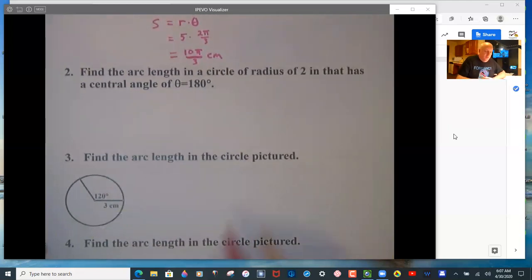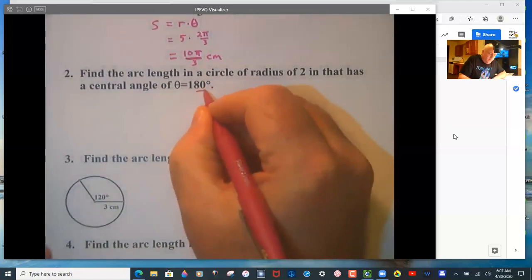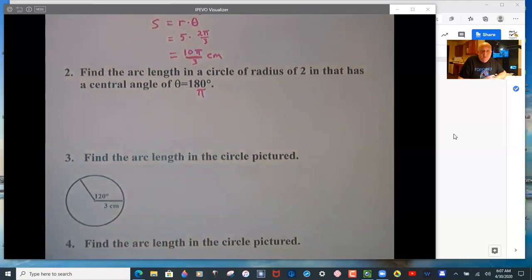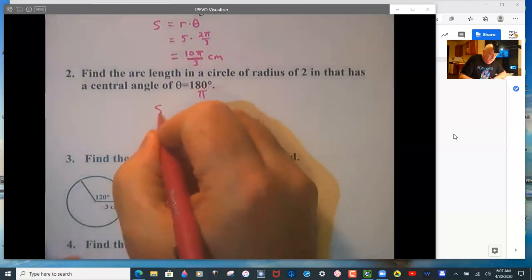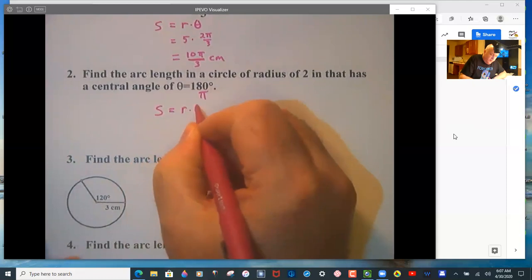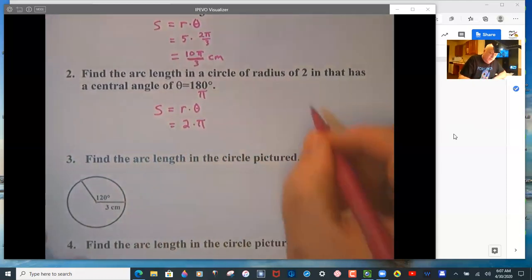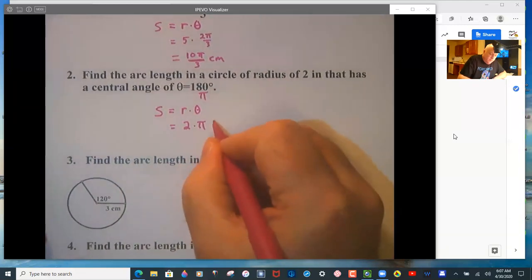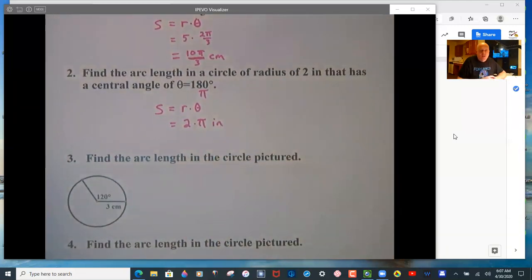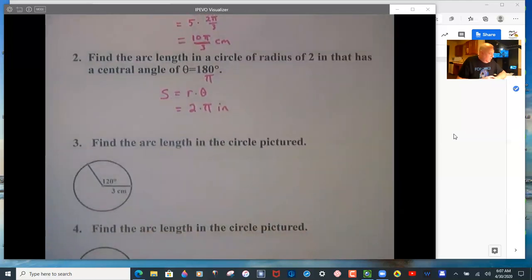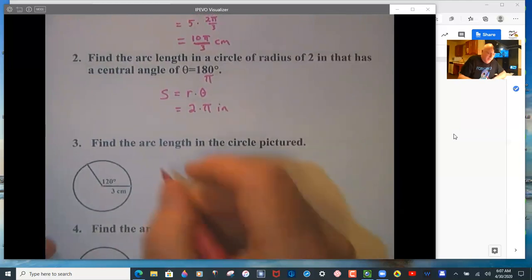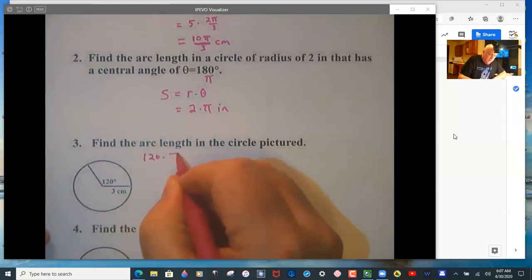So theta equals 180. That is pi radians. Yet I'm going to use the r times theta formula because it's so simple. So 2 times pi, that's it, inches. It just is very simple. 120 degrees. What is that? Remember, how do you convert from degrees to radians? You multiply by pi over 180.